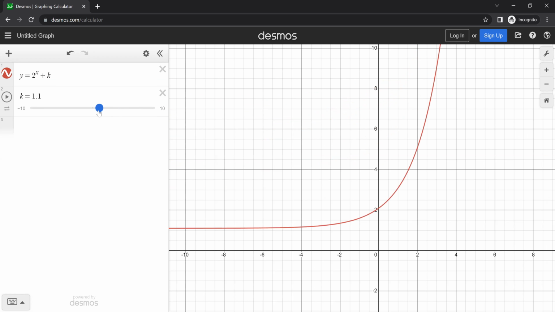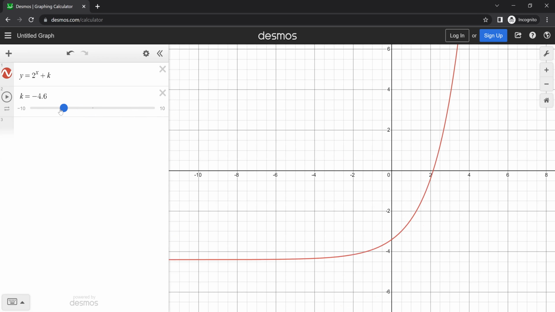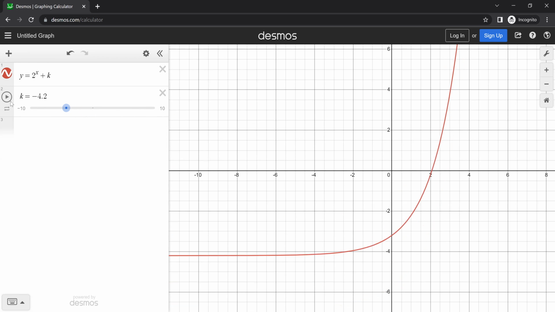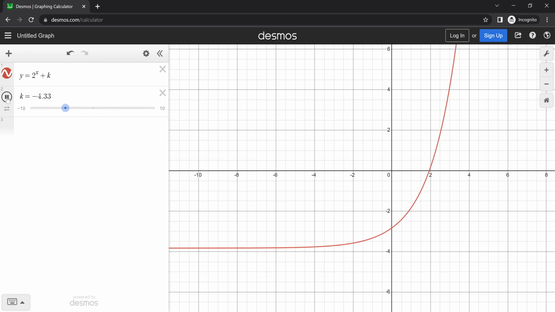And if I make it, let me get it back to 0. When it's 0, it's there. But if I go the other way, what happens to the graph? It becomes negative. What do you see? Just moving down. Right. So you can see it moves up and it moves down. All right. So that's very important to remember.